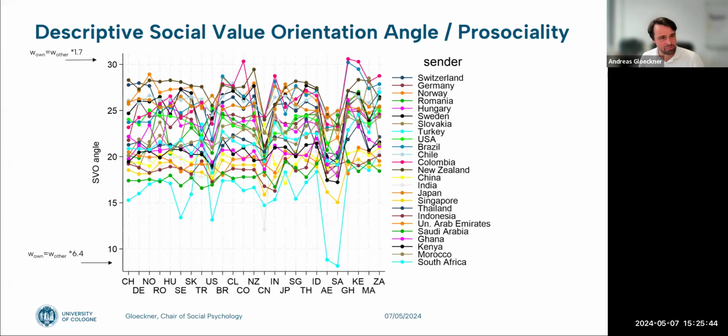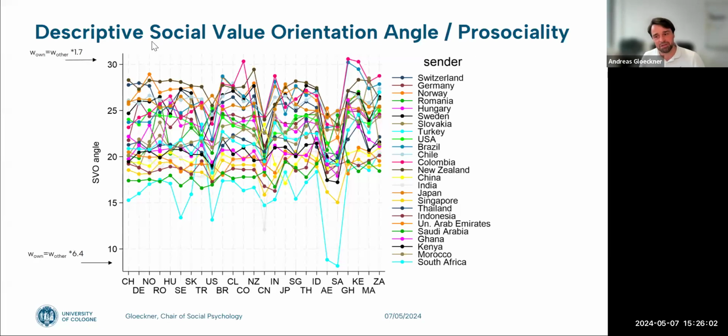So for instance, people from some countries, for instance here from Colombia, are very positive pro-social to people from Ghana, but not to other countries. And here the people from Turkey are very low pro-social to people from Saudi Arabia and the Arabic Emirates, for instance. And these effects are huge.